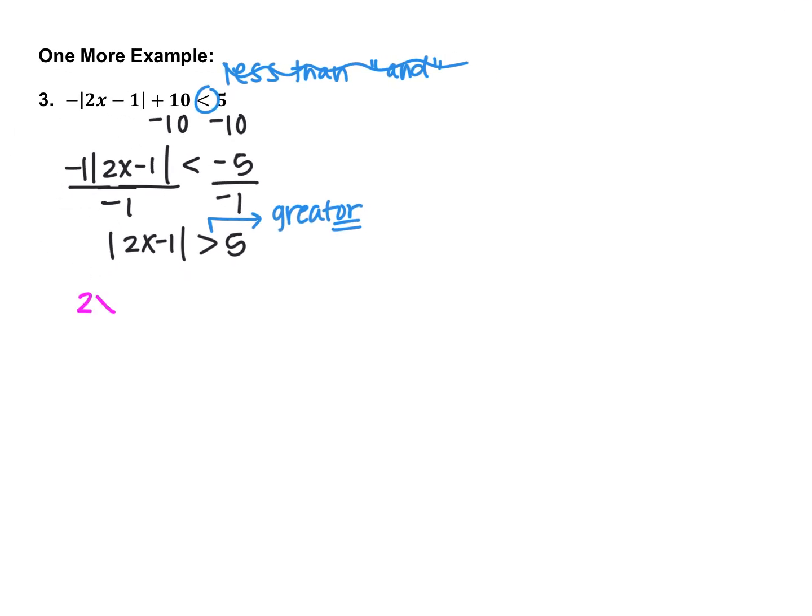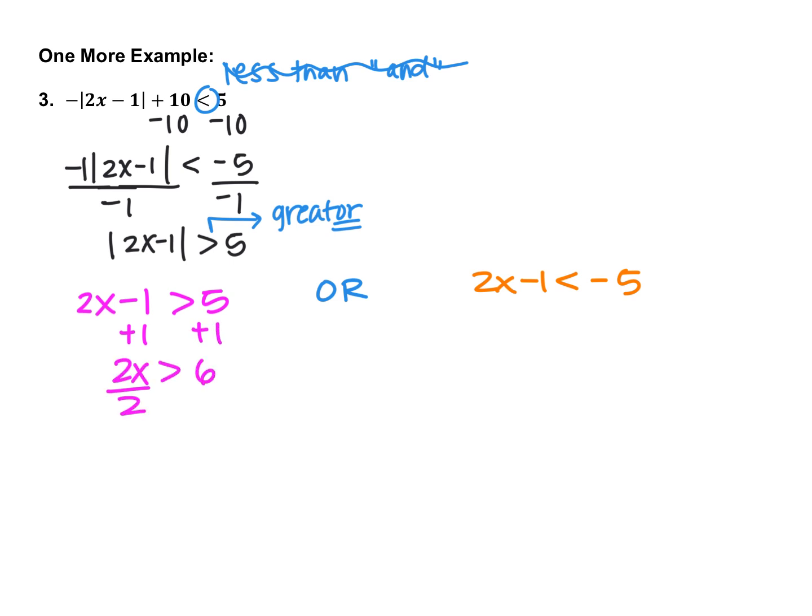I still have 2x minus 1 is greater than 5. But now I have or 2x minus 1 is less than negative 5. So, yes, ma'am. So we solve like normal. We get a negative 2 on the other side, so is one of them no solution? No, you can have a negative 2 as your answer. It just can't be here. As your answer.